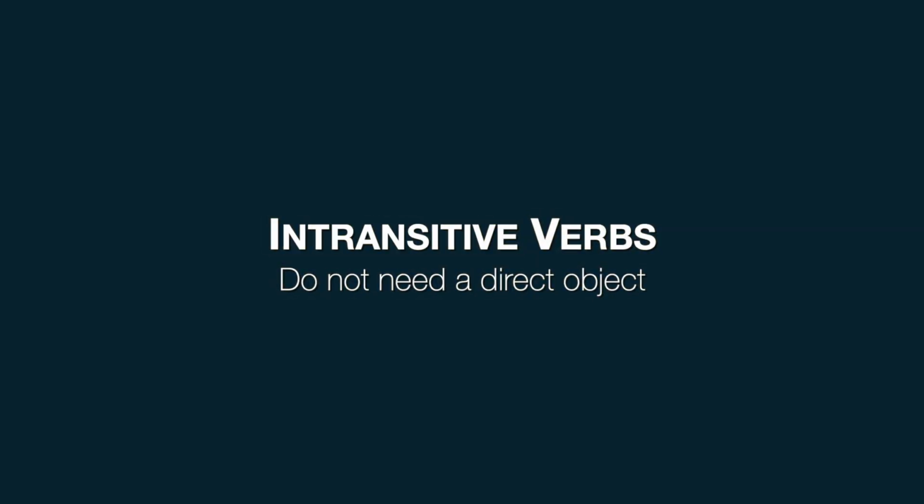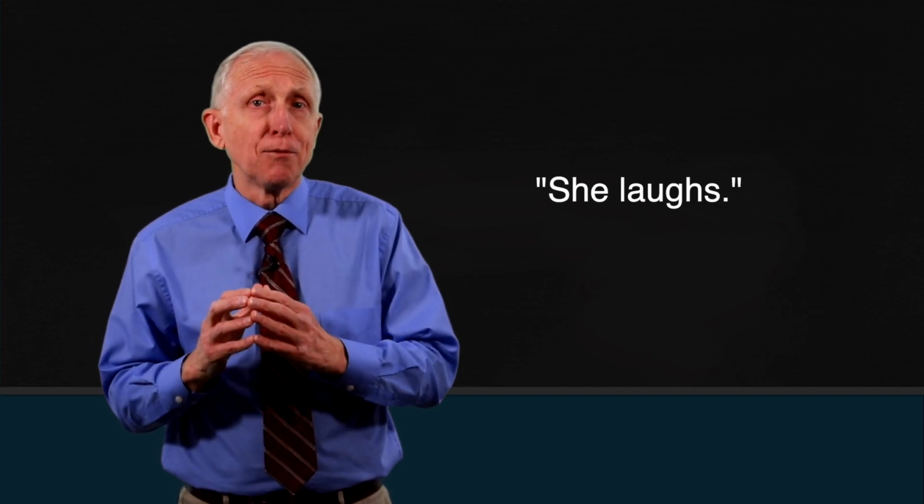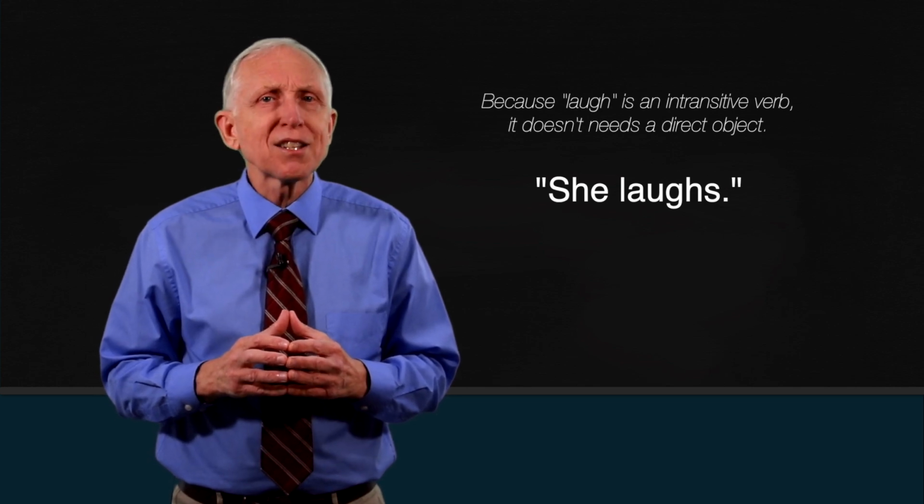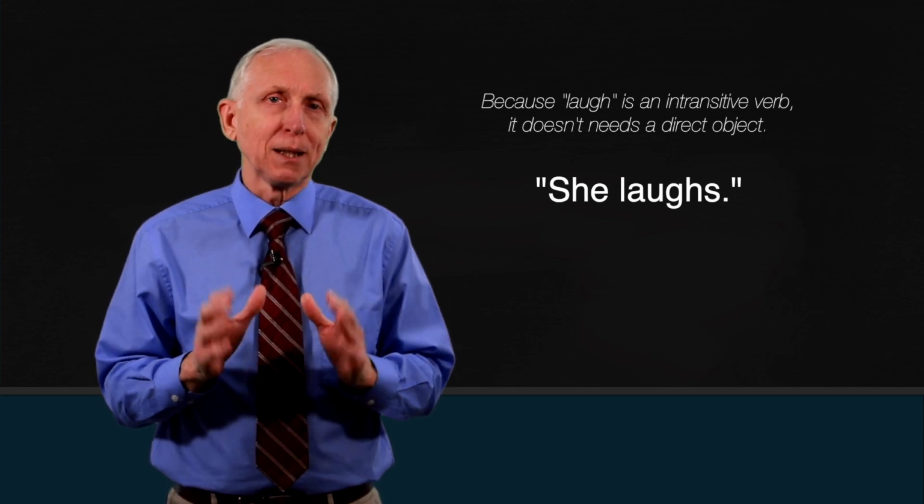Now let's look at intransitive verbs. Our sentence is, "She laughs." The sentence has a subject and it has a verb, and it is a complete idea because laugh doesn't need a direct object to be complete.